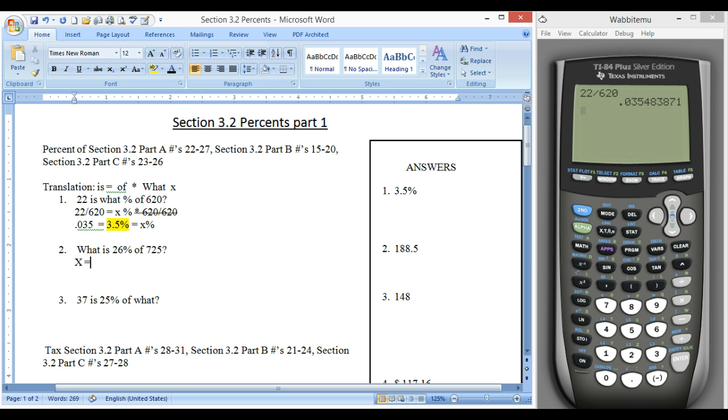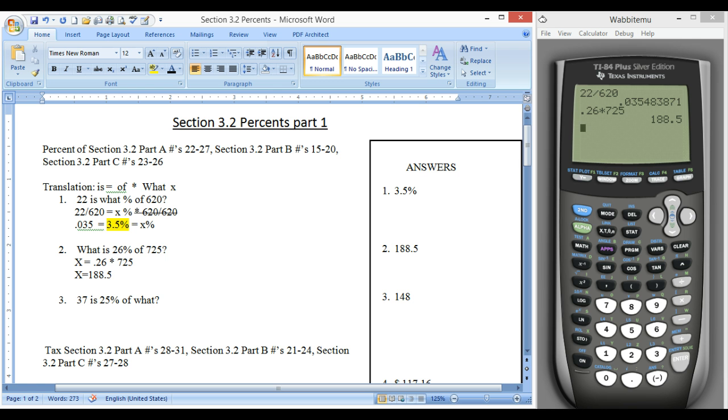Is means equals in math. 26%, I could go ahead and write 26%, or I can convert that back into a decimal by moving the decimal over 2 places, which gives me 0.26. Of means times 725. There we go. Pretty nice. So now we just need the calculator to give us 0.26 times 725, which gives me X equals 188.5.